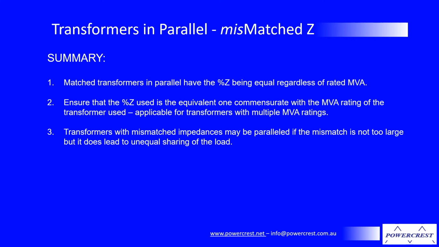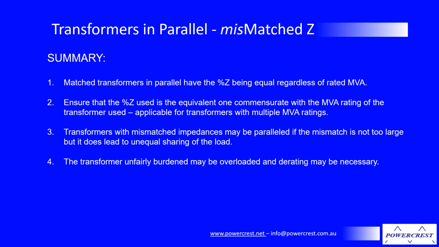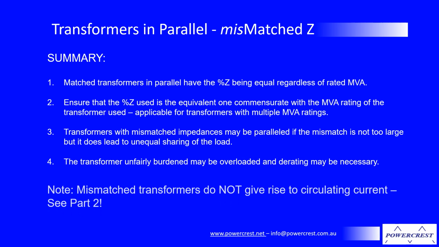Okay, number three, transformers with mismatched impedances, they may be paralleled if the mismatch is not too large, but it does lead to unequal sharing of the load. Right, the load current will be disproportionately shared between the transformers in the parallel group. The transformer unfairly burdened may be overloaded and derating may be necessary. Okay. Now do note that mismatched transformers do not give rise to circulating current. Why? Well, see part 2 of this video series where I will address that particular question.